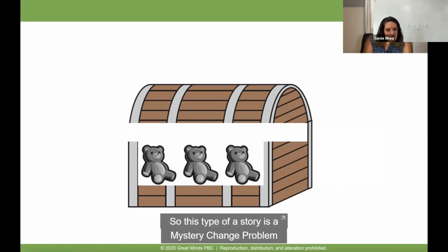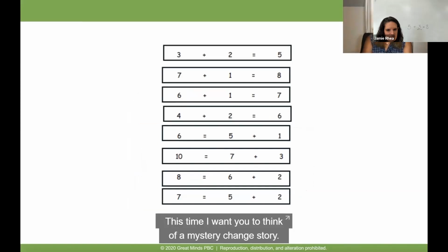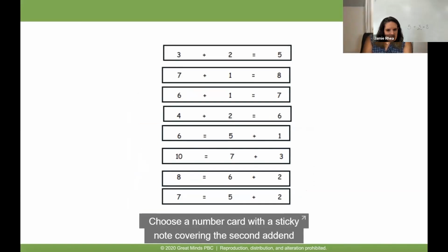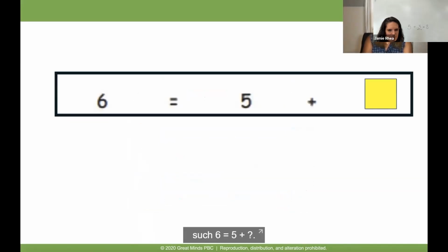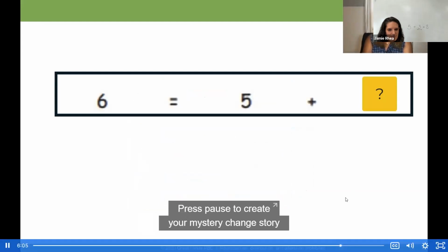So this type of a story is a mystery change problem, since the change that results in the total is a mystery, which is the unknown. This time, I want you to think of a mystery change story. Choose a number card with a sticky note covering the second addend, such as 6 equals 5 plus ?. Press pause to create your mystery change story.